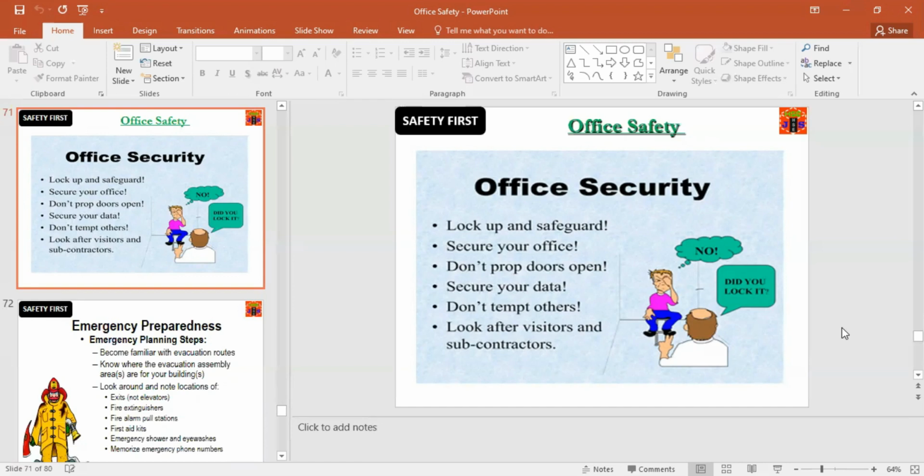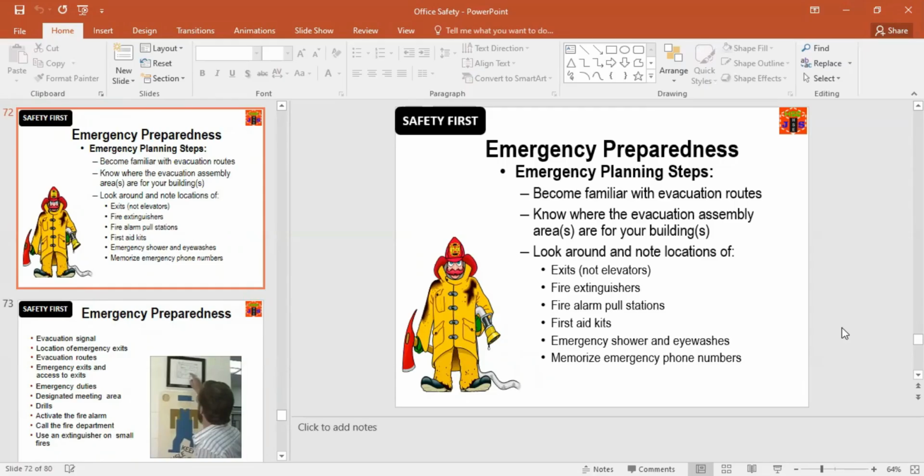Don't prop doors open. Secure your data. Don't tempt others. Look after visitors and subcontractors while they are coming into the offices and once they are leaving from the offices. Let us look at what emergency preparedness is.